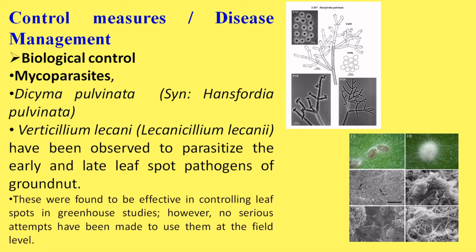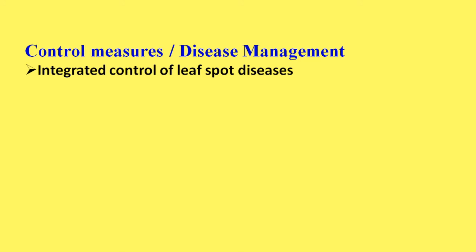But if you look at the application of these two fungi, they were found much more effective in controlling this groundnut leaf spot disease under greenhouse trials or greenhouse studies. However, no serious attempts were made to use them at field level. So this is very important: the application should be at a mass scale level. Otherwise, that entire research may fail.